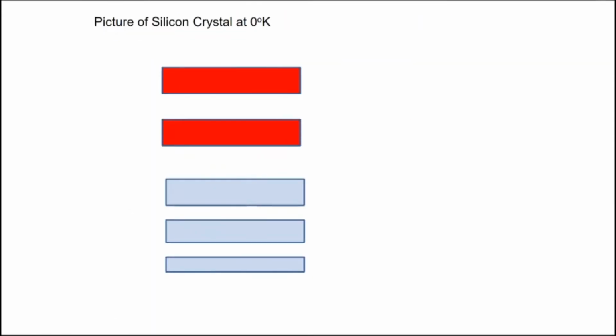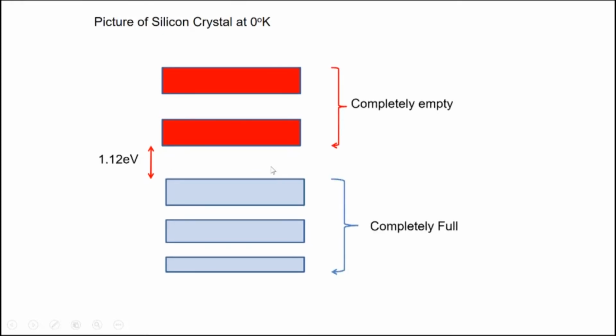All right, so the picture of a silicon crystal at 0 degrees Kelvin is the following. We have this conduction band and we have this valence band, and there's an energy gap, and different semiconductors will have different energy gaps. We call it the band gap between the top of the valence band and the bottom of the conduction band. The energy gap here is 1.12 electron volts. All right, so this is the picture that we have.